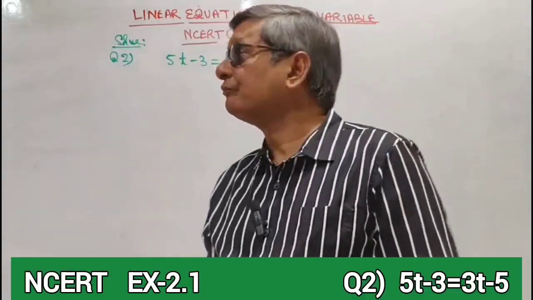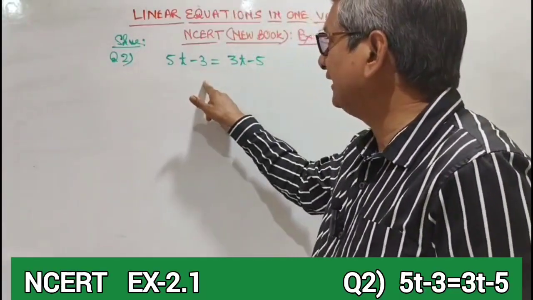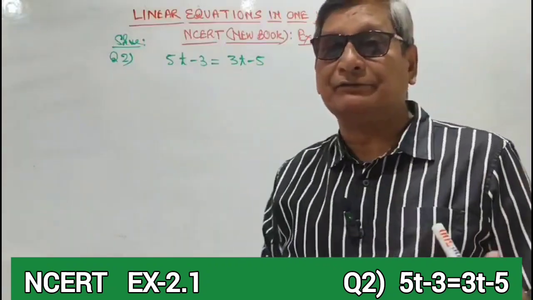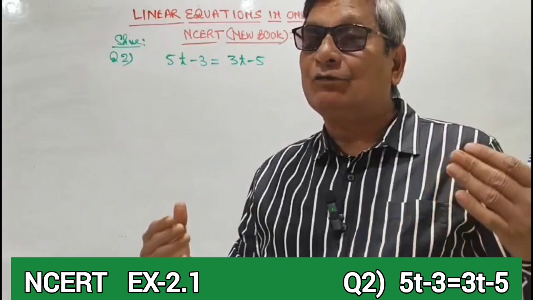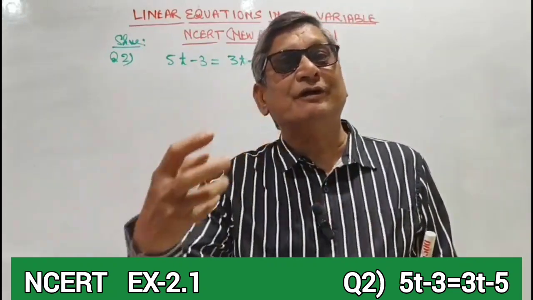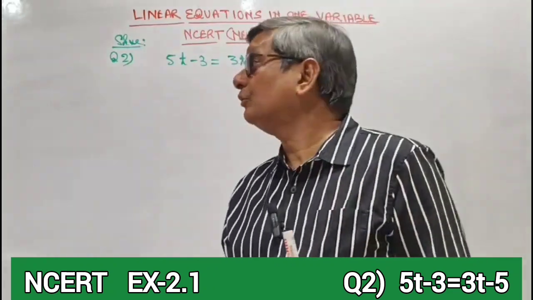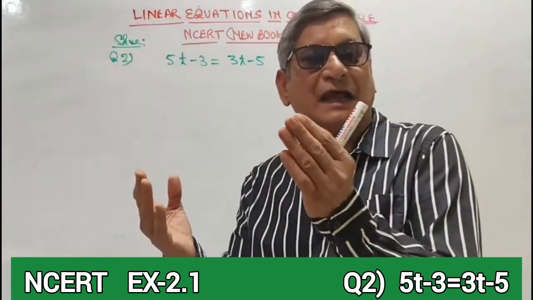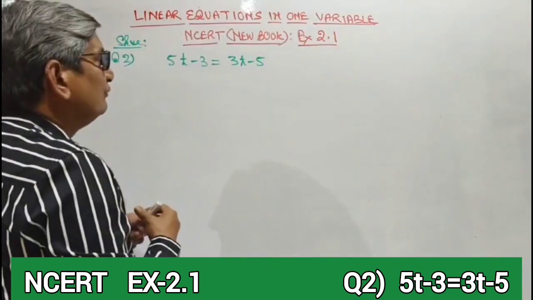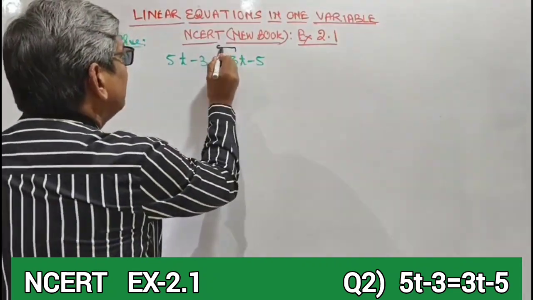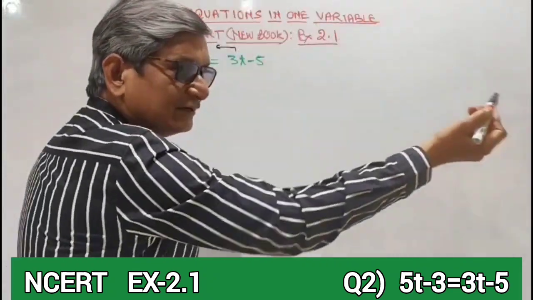Now question number 2. We have 5t minus 3 is equal to 3t minus 5. At first you should know what the variable is. What is the variable here? The variable is t. And what actually we have to do? We have to find the value of the variable. Number two, we should try our best to get all the variables together, that is, on one side. So in this case, we would love to get this 3t to the left hand side and this minus 3 to the right hand side.